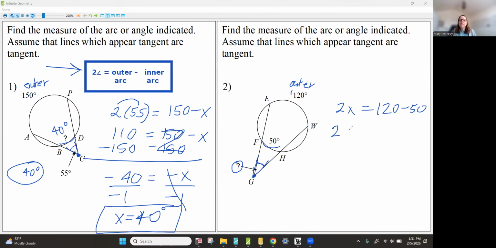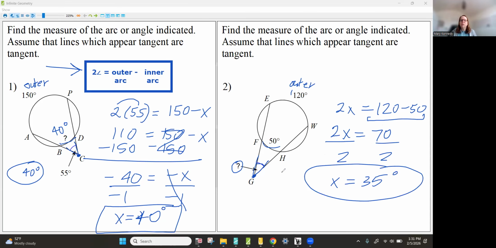I gotta be quick. 2X equals 120 minus 50. You want to always start, if you can combine like terms, combine like terms. So 120 minus 50, 70. Now it's just a 2-step problem. We're going to divide by 2. X is 35. So this one came together much more quickly. This angle measure is a 35-degree angle.